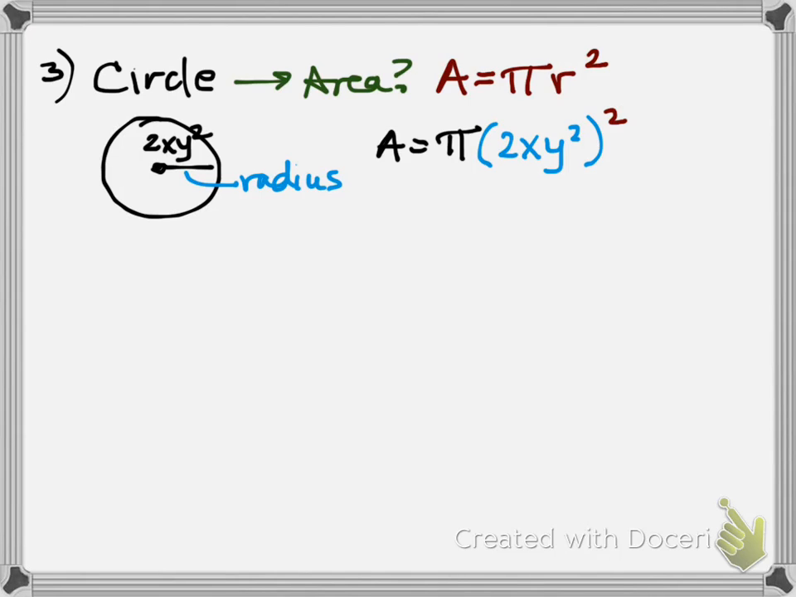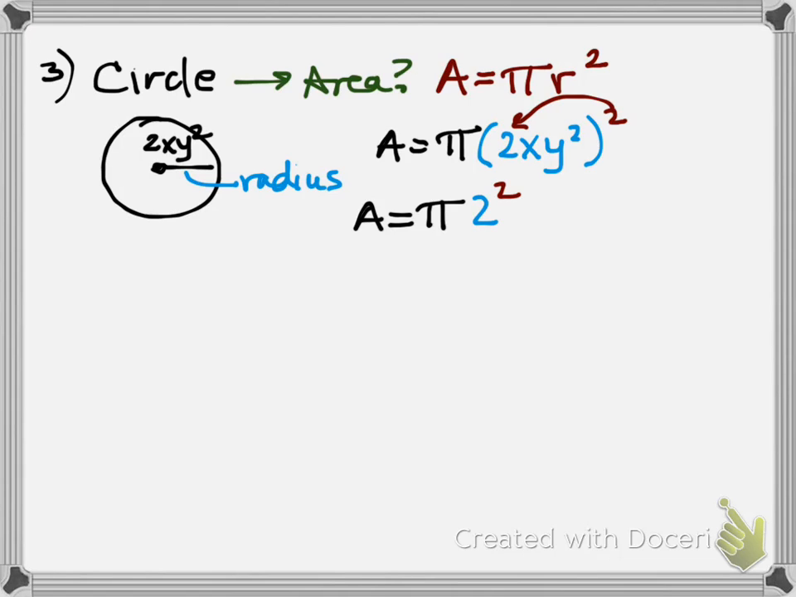Okay? So we're going to go ahead and see what we can come up with here, and we're going to apply our rules. So pi stays pi. He's not going to change. We're going to take our 2 and we're going to raise it to the second power. Why? Because that's what we're told to do.